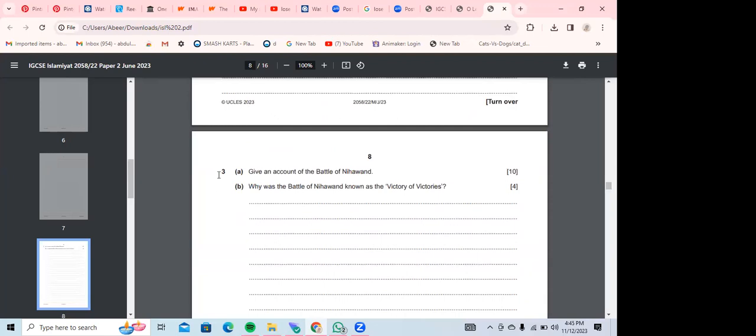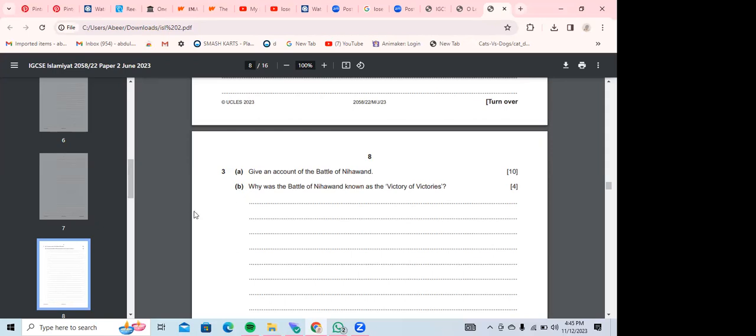Question number three, give an account of the Battle of Nehawand. This battle took place in the Caliphate of Hazrat Umar. Okay, and question number B is, why was the Battle of Nehawand known as the victory of victories?